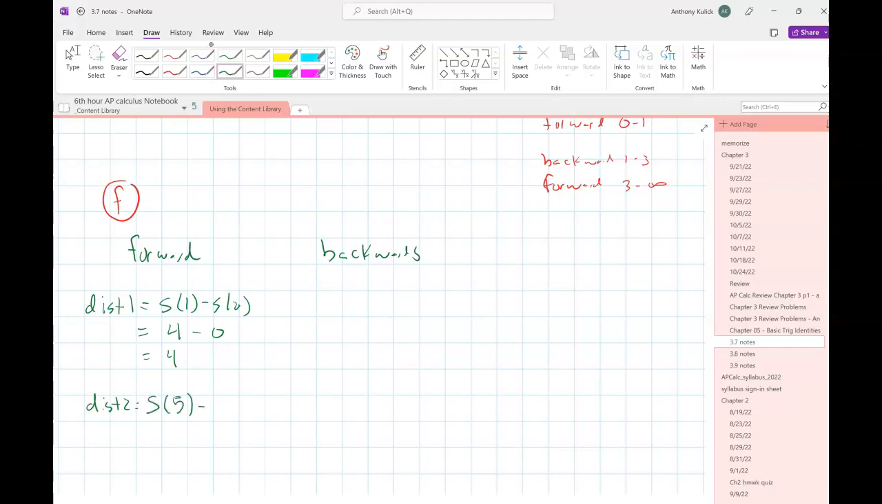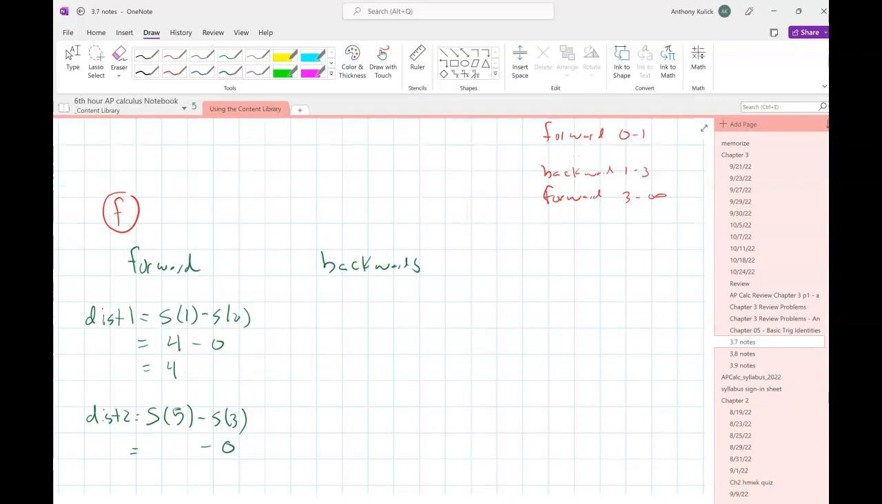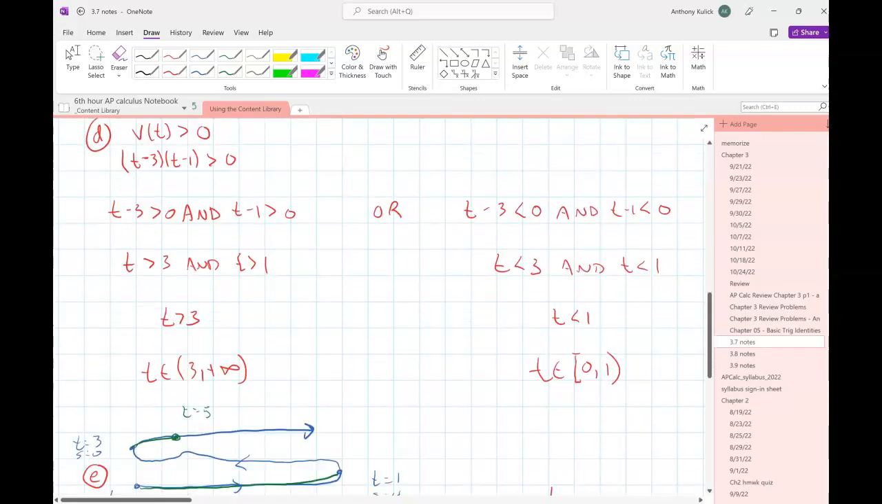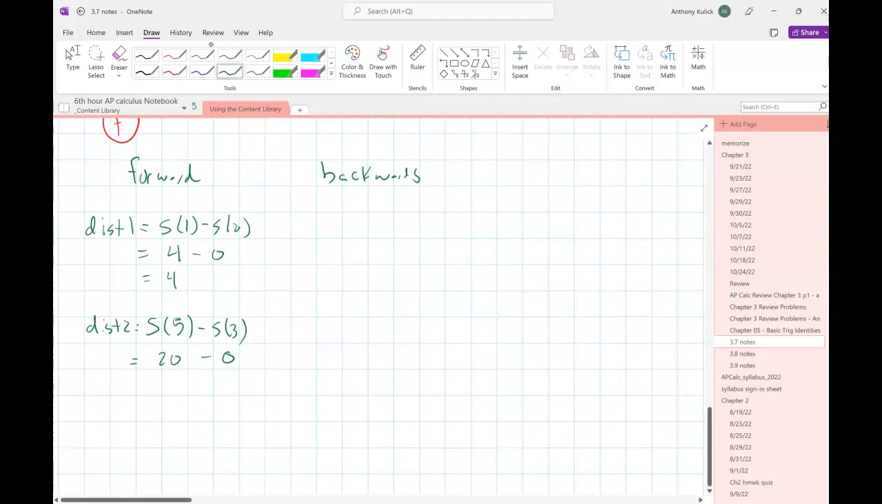Distance 2 is going to be s of 5 minus s of 3. Well, s of 3 we already know is 0. We calculated that before. Let's go back and calculate s of 5 now. How do I do that? All the way back to the position function given to me in the problem. When I plug 5 in, I get 125 minus 150 plus 45. That gives me 20. You could certainly use your calculator to do that. I guess these are meters, right? I think they told me that s was measured in meters.